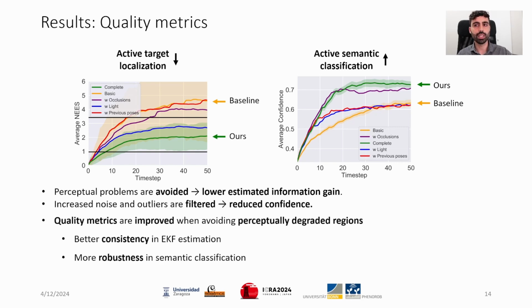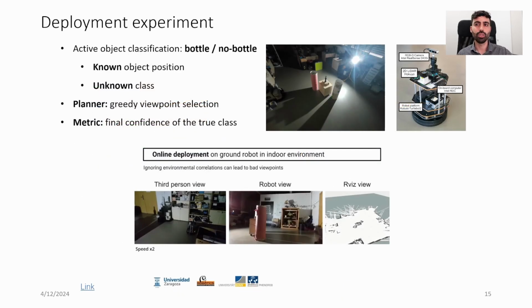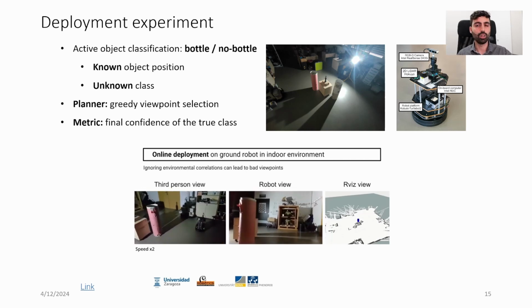Better consistency in the filter estimation, this is a better calibrated uncertainty with respect to the error, and better average confidence of the true class in the active classification. We also deployed this framework in a real robot and scenario. In this case, the task is to identify a hotel in a known position.